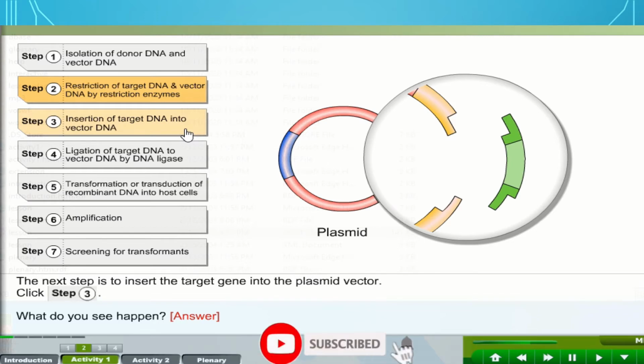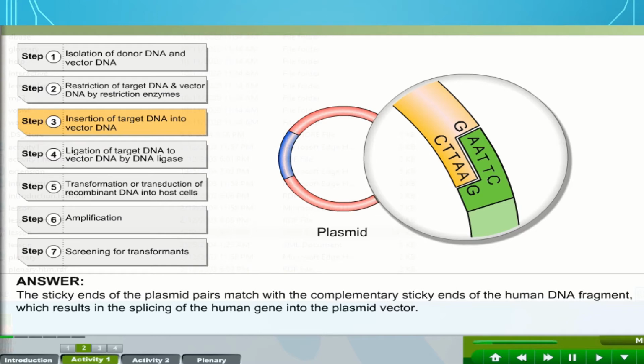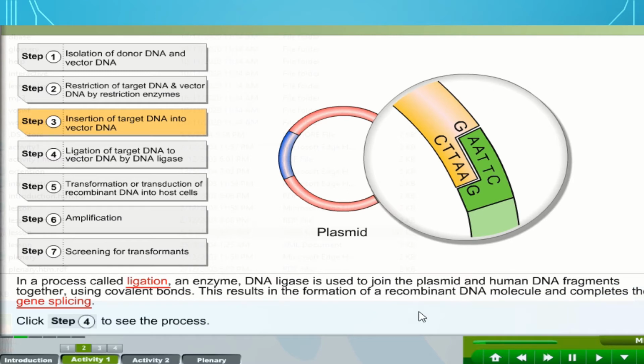Okay, the next step is to insert the target gene into the plasmid vector. So you see what happened. And remember the site is also called the palindromic site, where the base reading on the right side and below the left side is the same. In this process, called ligation, the enzyme DNA ligase is used to join the plasmid and human DNA fragments together using covalent bonds. This results in the formation of a recombinant DNA molecule and completes the gene splicing.